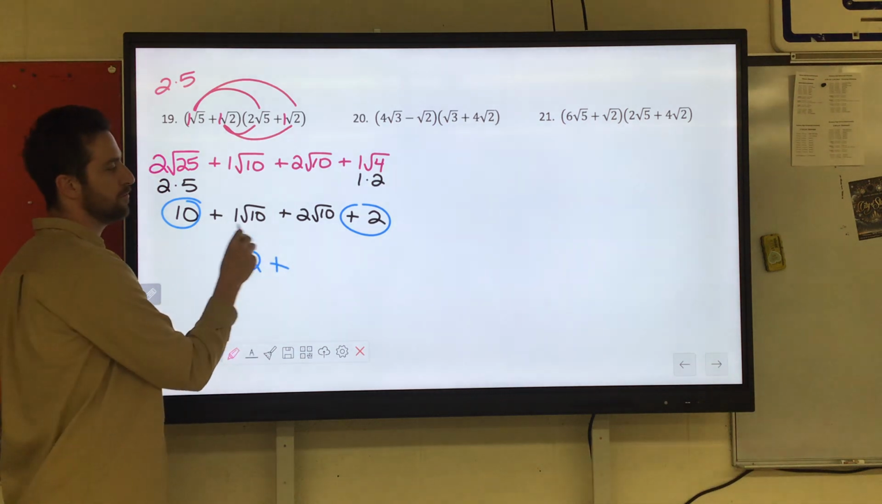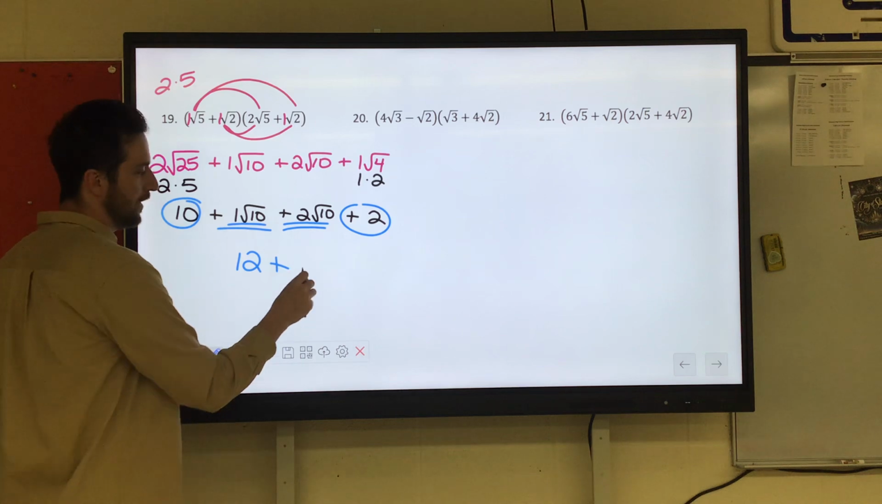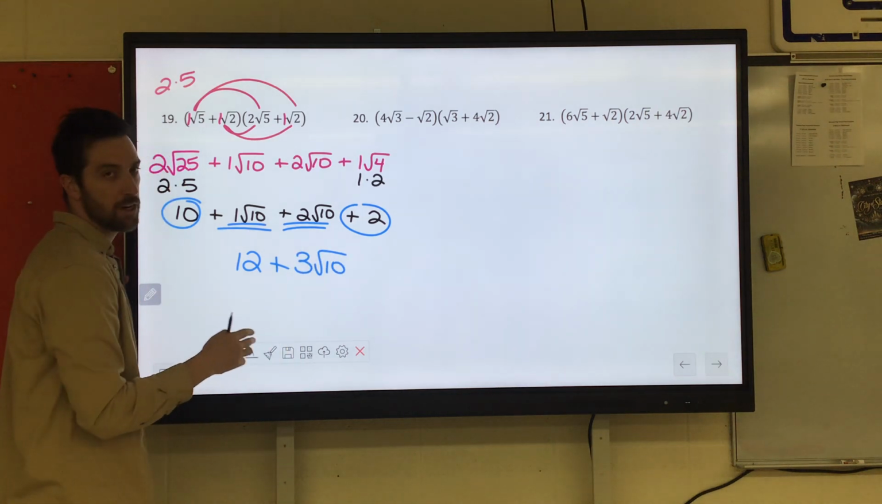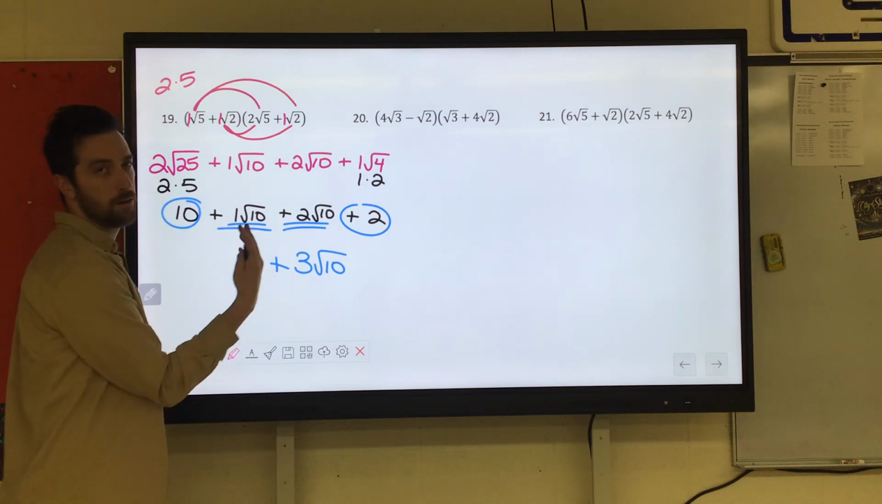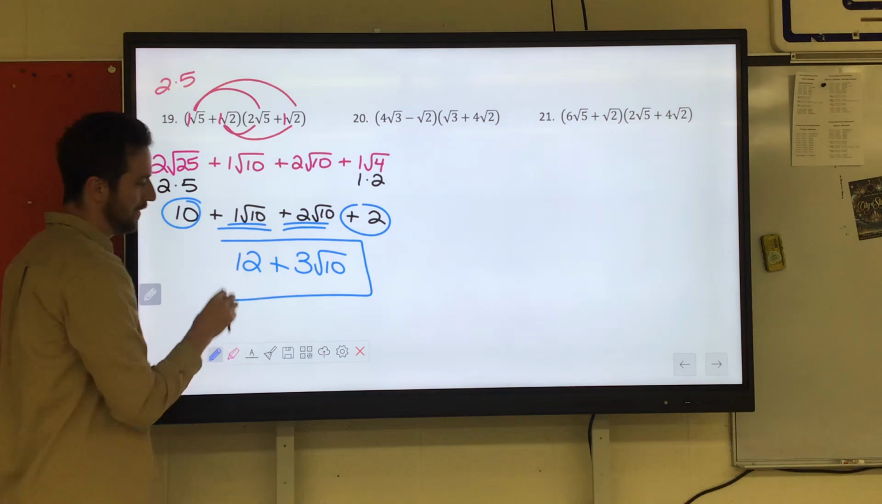Plus, these are both root 10s. How cute is that? 1 root 10 plus 2 root 10 is 3 root 10. Remember, when you're adding or subtracting, you don't change the number in the radical. Oh my gosh. So that's it.